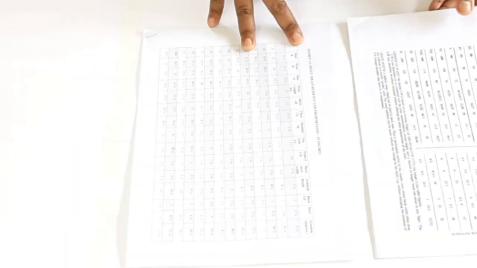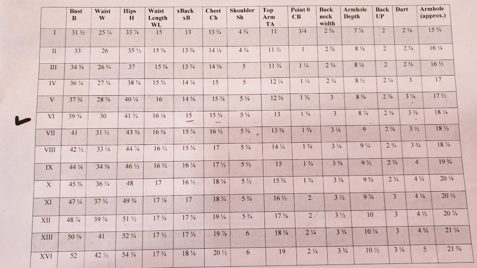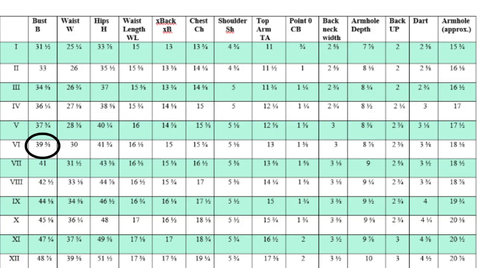So today we are going to be drafting my own basic bodice and my bust is 40 inches. We are going to be making use of this table and we are going to be using Roman figure 6 with a bust of 39 and 3/8 of an inch. I felt like that is the closest to the 40 inches of my bust.